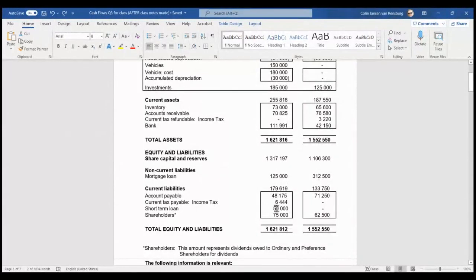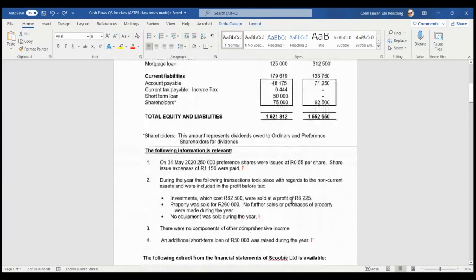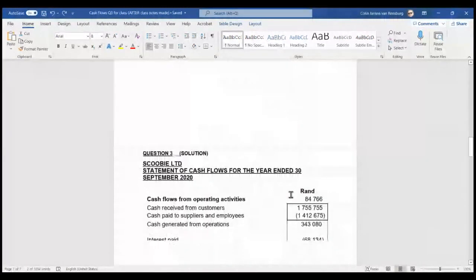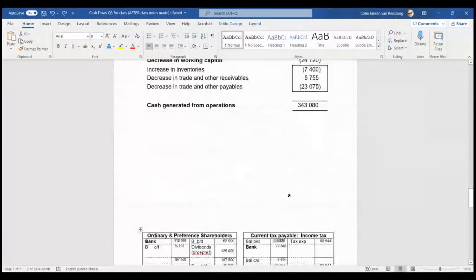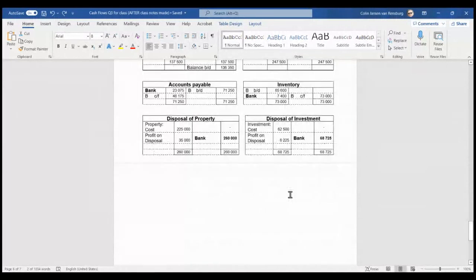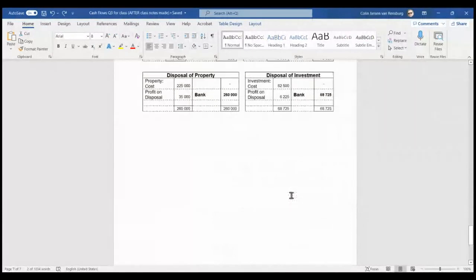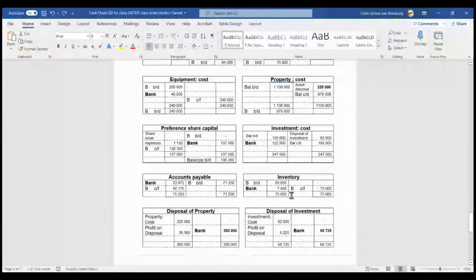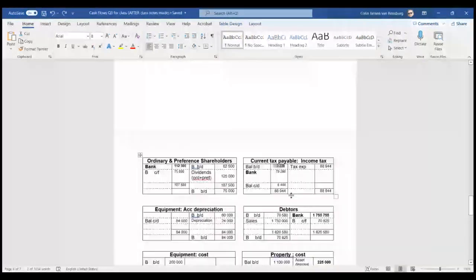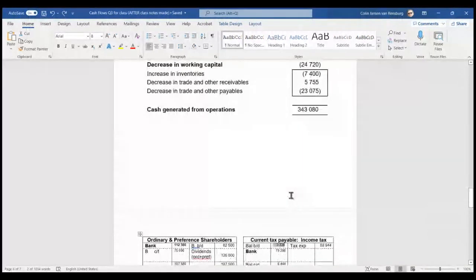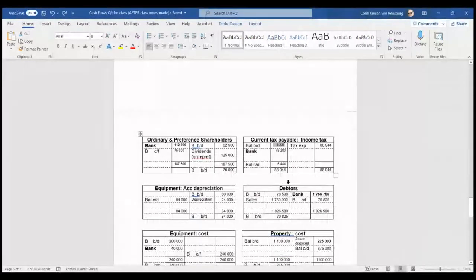Current tax payable was 6444. That account seems to be incorrect. Let me just go and look at that. Sorry about that. Let me just see if we haven't done another one that is correct. It might have been duplicated. Let me just have a look. No, it's not there. We'll simply have to go and correct this. Okay, oh, there it is. There is the balance. I see what the problem is.